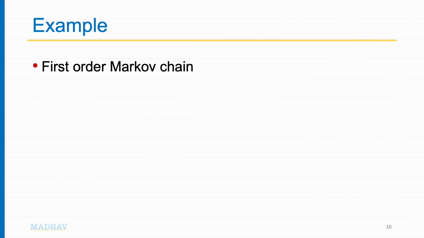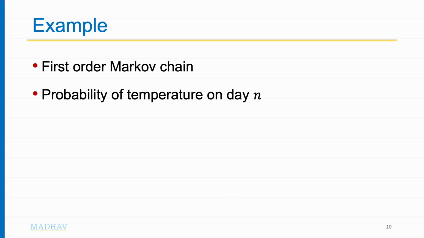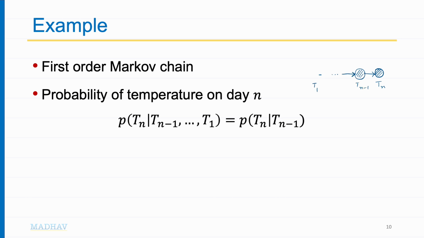Okay, now let's see the first order Markov chain. The probability of temperature on a day n basically depends only on the temperature at n minus 1. It does not depend on the past temperatures. That's a simplification, may not be correct, but this makes our model very easy to understand, easy to learn, easy to do analytical analysis, right? So that's how it looks: the probability of temperature on day n depends only on n minus 1, n minus 1 depends only on n minus 2. In this way, the whole chain is formed.